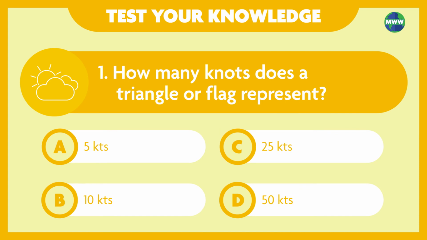Test your knowledge. Number 1. How many knots does a triangle or flag represent? A. 5 knots. B. 10 knots. C. 25 knots. D. 50 knots.